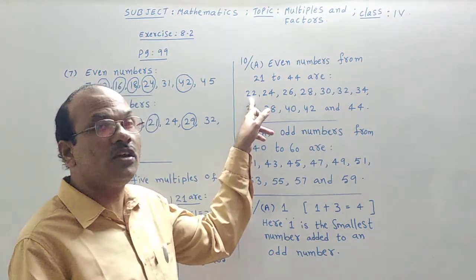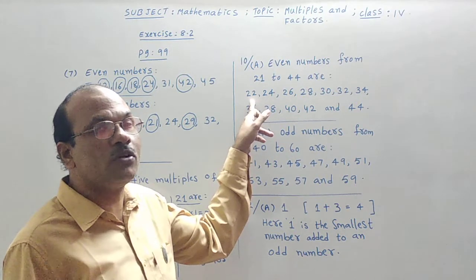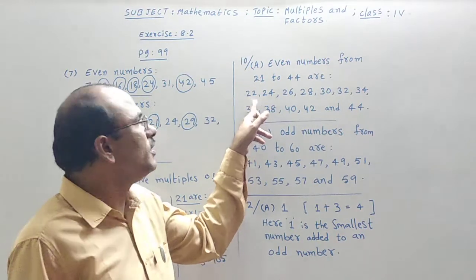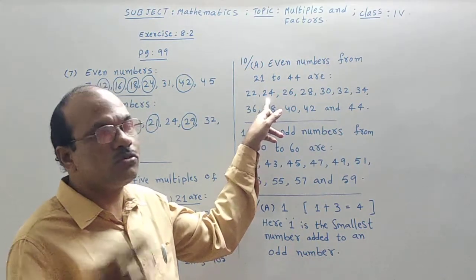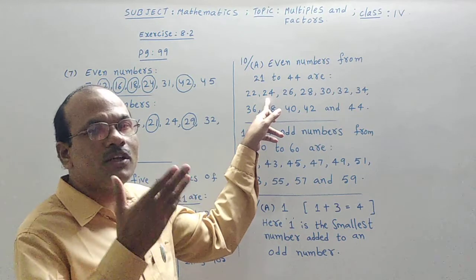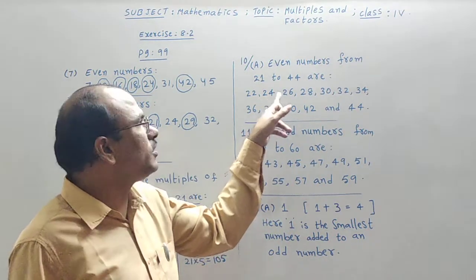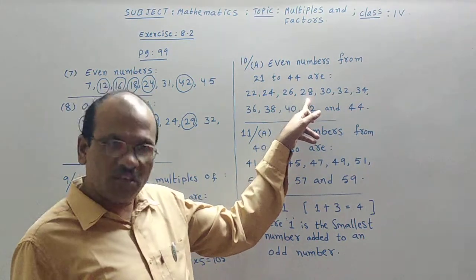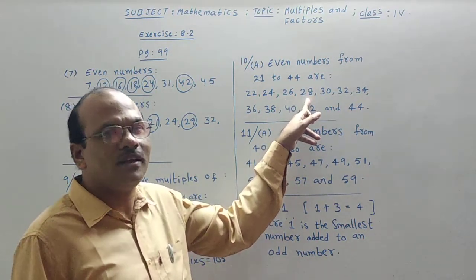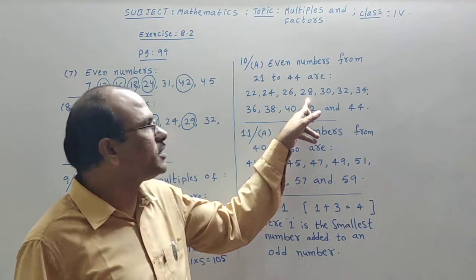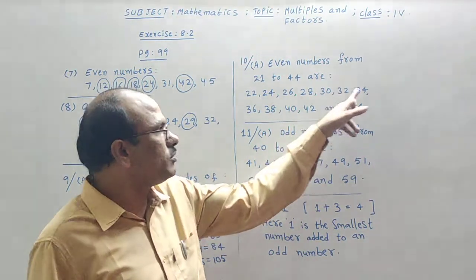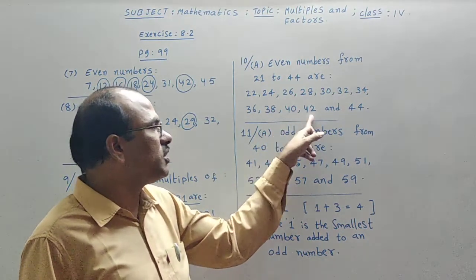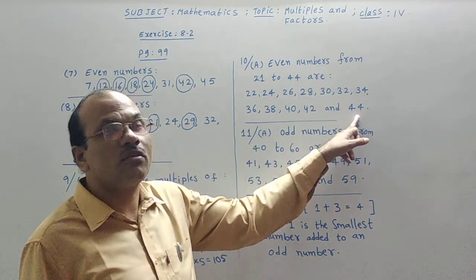Next, 23 is not a multiple of 2, so it cannot be an even number. Then I go for 24, that is an even number, because it is a multiple of 2: 2 12s are 24. Then 26, because 2 13s are 26. Next 28, 2 14s are 28. I think you have got some idea. Next 30, 32, 34, 36, 38, 40, 42, then 44.